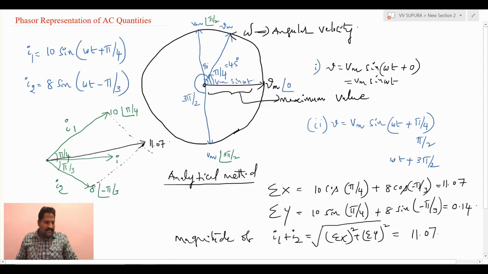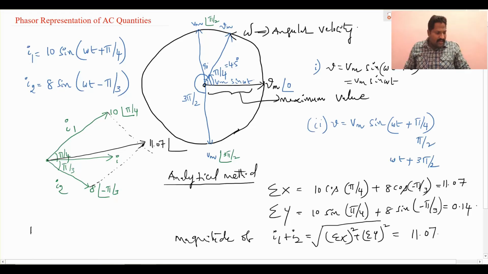So what is the phase difference? We have a formula: the phase angle phi is equal to tan inverse of sigma y by sigma x. From this I can calculate 0.72 degrees. So the result is 11.07 at an angle of 0.72 degrees. This is the equivalent representation of I1 plus I2.